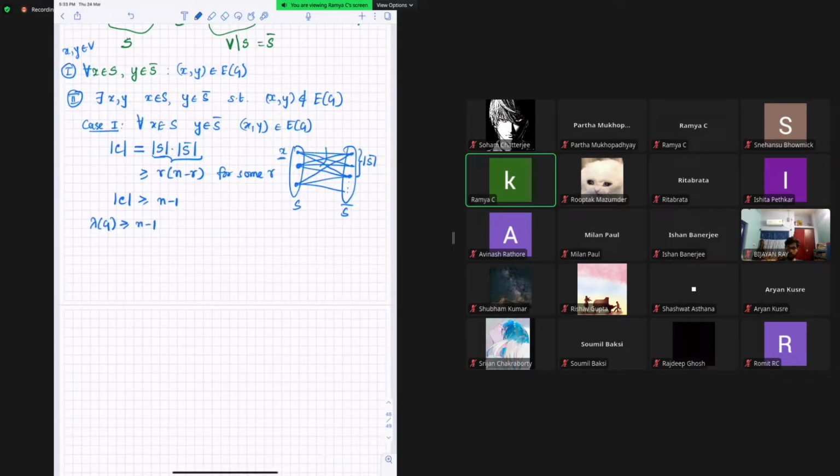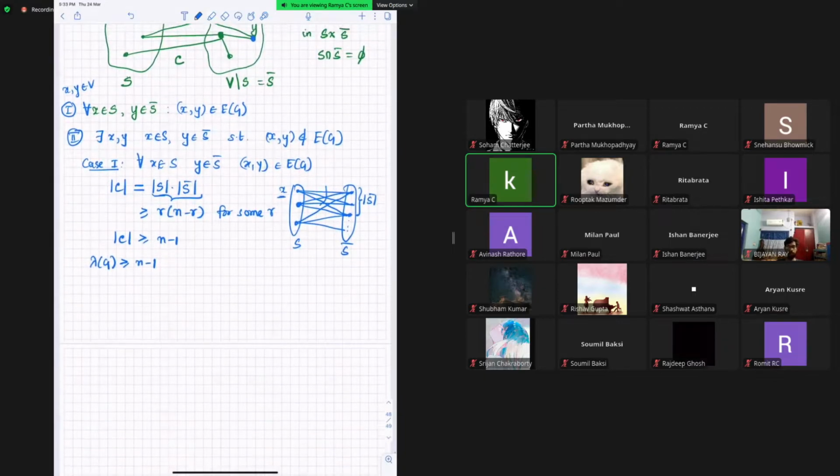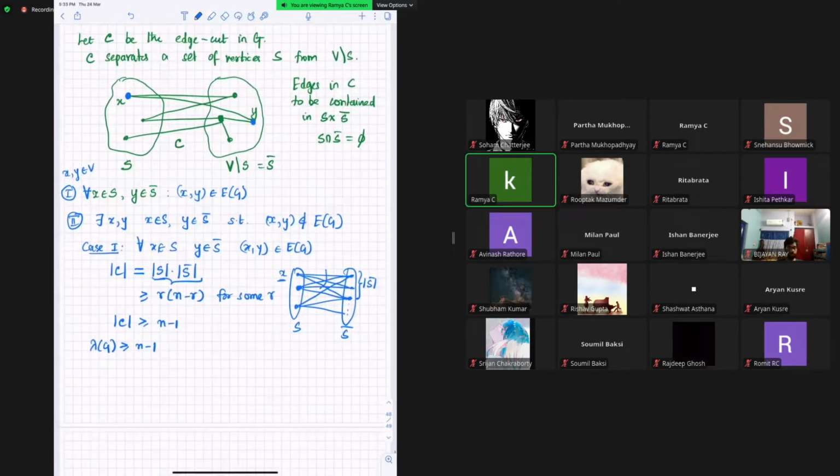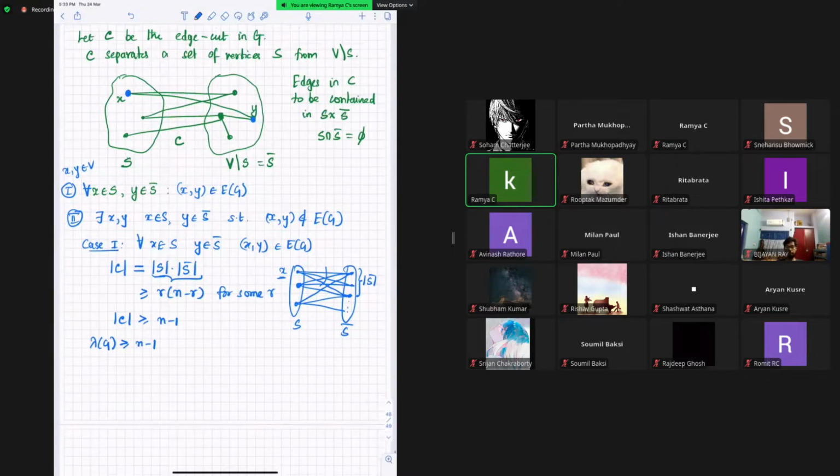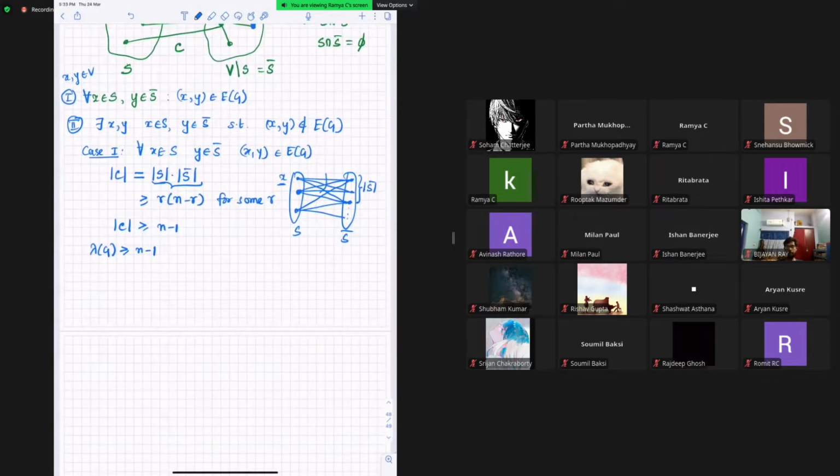Right? We are looking at the size of the smallest cut. So lambda of G is that: the smallest number of edges you have to remove so that the graph becomes disconnected. So this is at least n minus 1. And I know that kappa of G is at most n minus 1. So I have kappa of G is less than or equal to lambda of G.